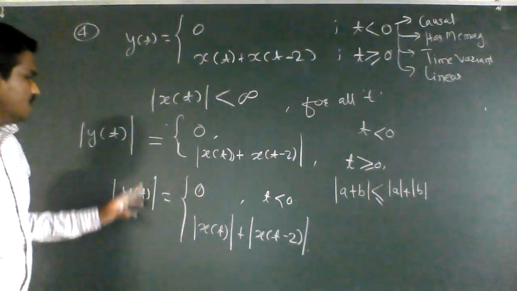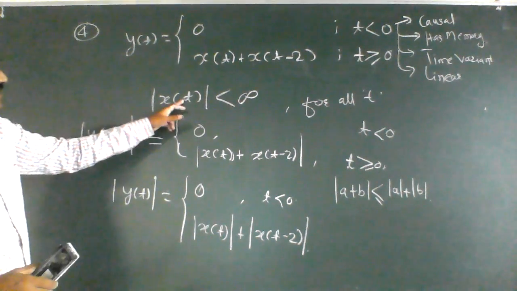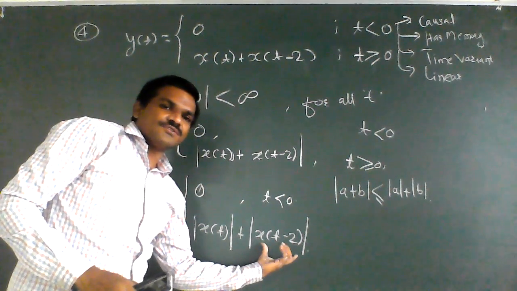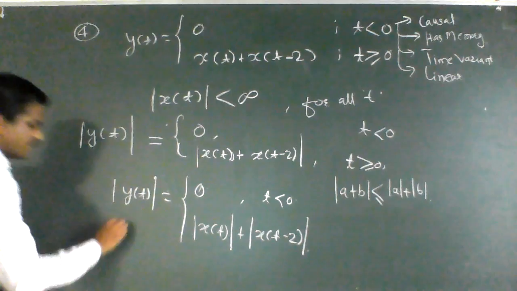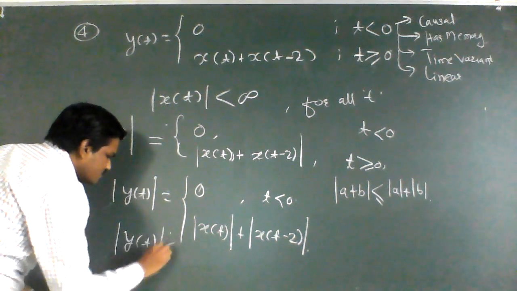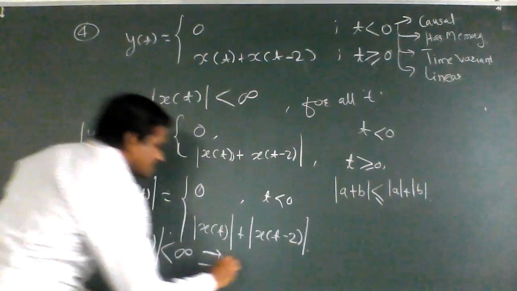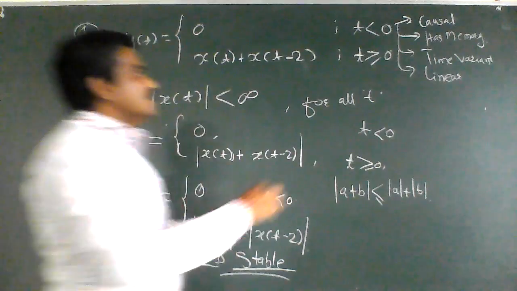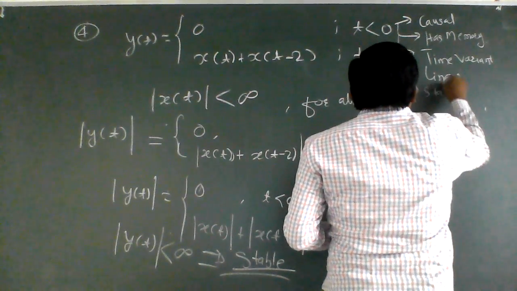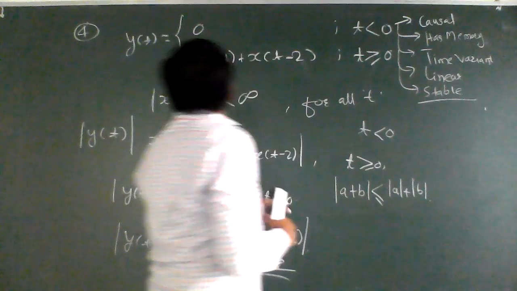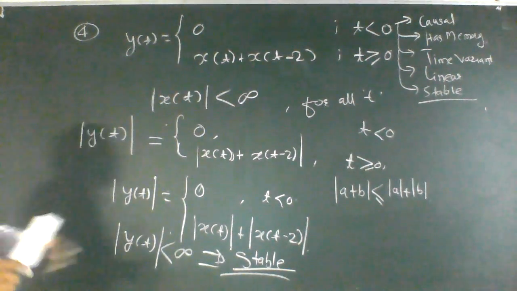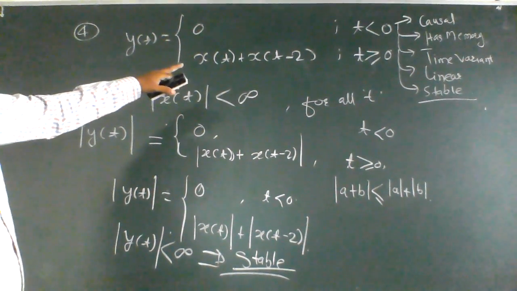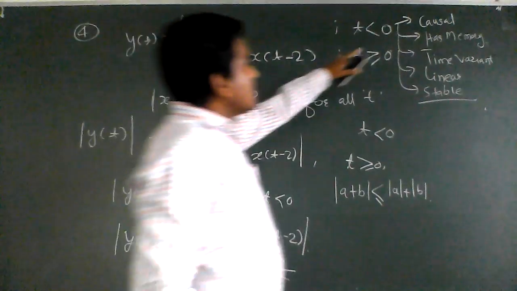Okay. So we can say that if our x of t is bounded, then x of t minus 2, this shifted version of the input signal, is also bounded. This implies that mod of y of t is also less than infinity. So we can say that the system is a stable system. So this particular system, y of t equal to 0 for t less than 0, and x of t plus x of t minus 2 otherwise, is causal.